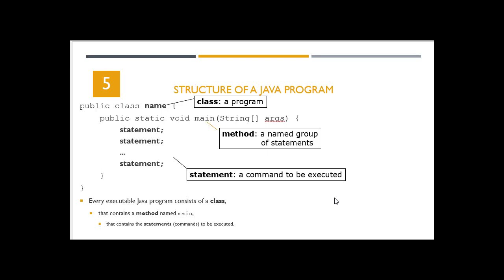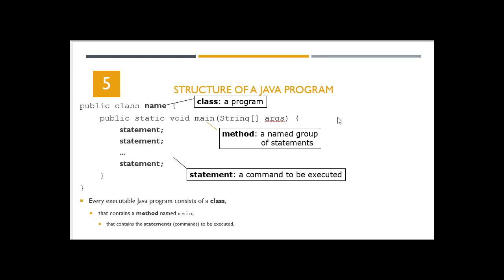So a Java program has to have a name. It's always going to have public and class. You get to make this up, whatever you want to call it, but it's got to follow the rules. Then it's always going to have a main method. What is a main method? It's a named group of statements.